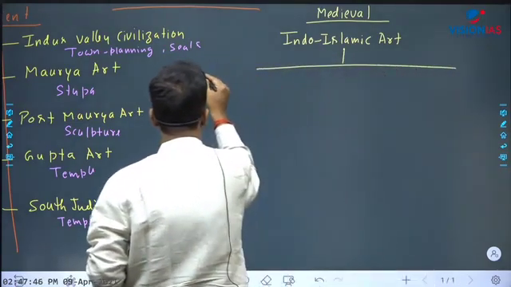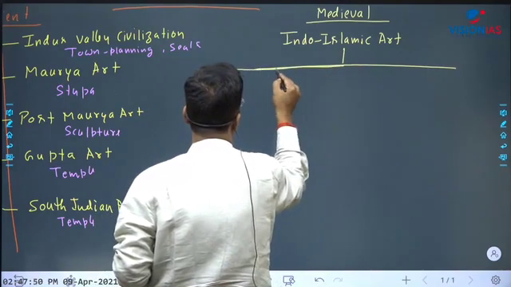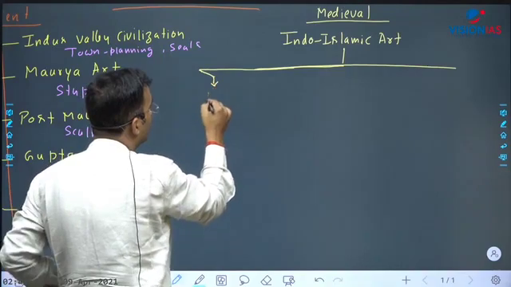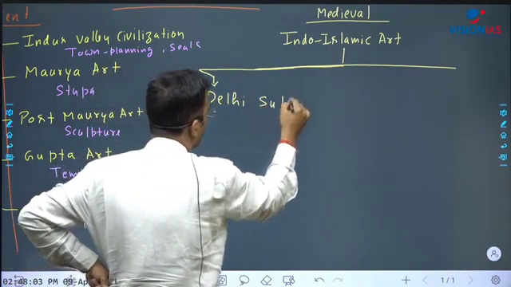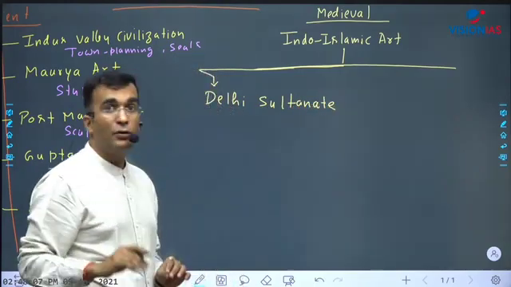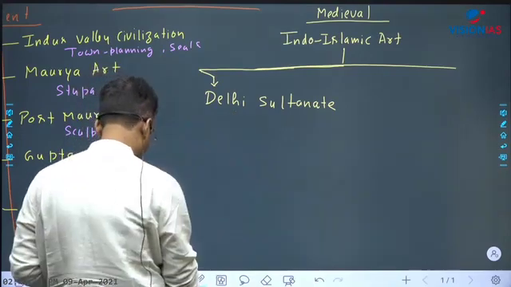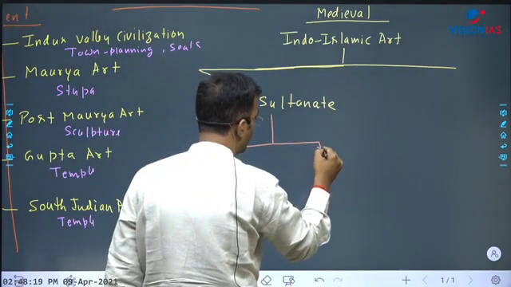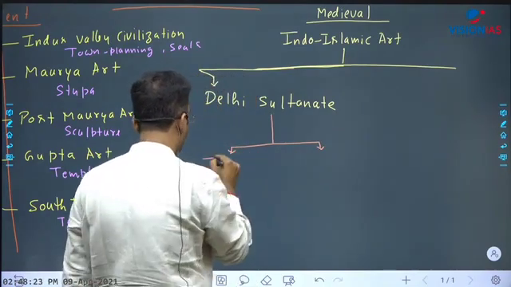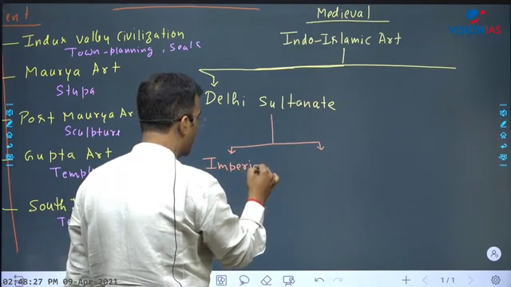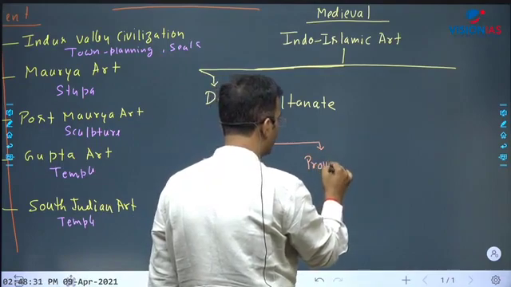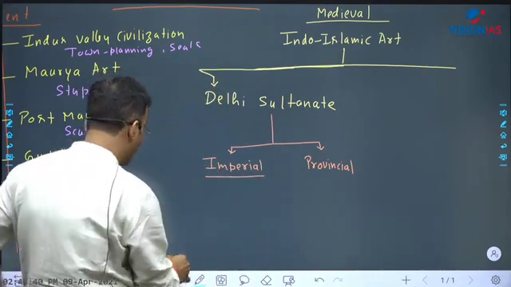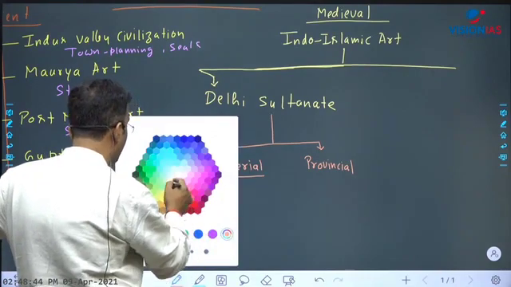And there would be further division in this also. Once I'm writing Delhi Sultanate, so let's write here that one part. Delhi Sultanate. Now, Delhi Sultanate is further to be divided into 2 parts. So the first part would be imperial, and the second would be provincial. So imperial and provincial. I will define the meaning of this, what I mean by imperial and provincial, but first you complete the chart, this classification.